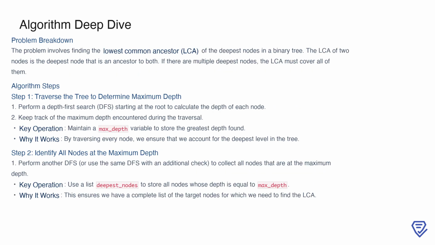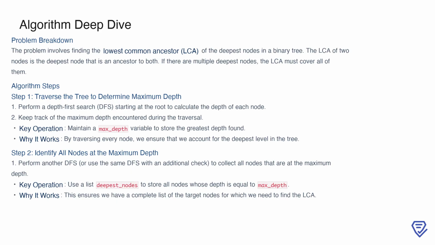To solve the problem of finding the lowest common ancestor of the deepest leaves in a binary tree, we start by breaking it down into clear steps. First, let's understand the concept of the lowest common ancestor, or LCA. This is the deepest node in the tree that serves as an ancestor to all of the given nodes. If the tree has multiple deepest nodes, the LCA must encompass all of them.